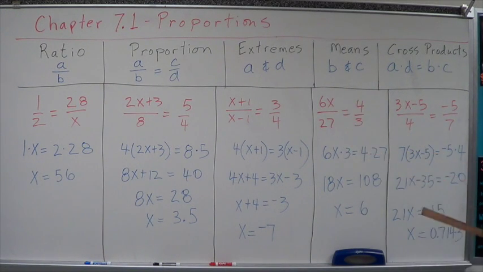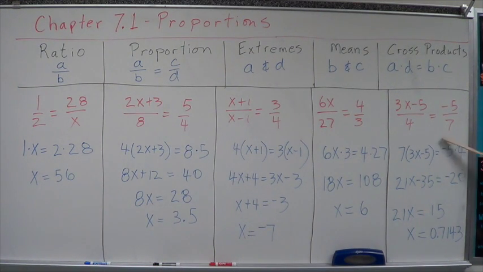Have 6x is to 27 as 4 is to 3. Cross multiply. 6x times 3 equals 4 times 27. 18x equals 108. X equals 6. Plug it in, make sure it works. 3x minus 5 is to 4 as negative 5 is to 7.